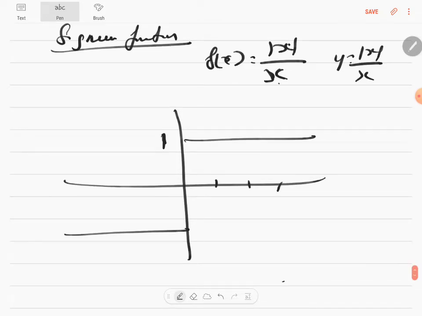So the answer is always 1. If it's negative x, the mod x can be positive x or a negative x. Negative x is minus x by x, so the answer is minus 1. So the signum function's graph is always like this, which is mod x by x.